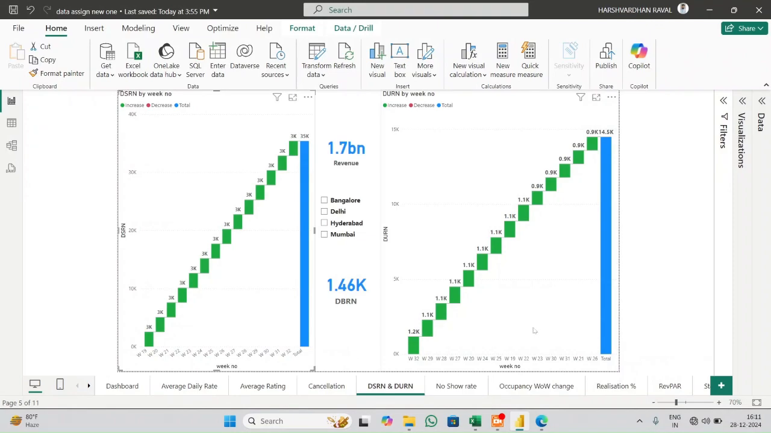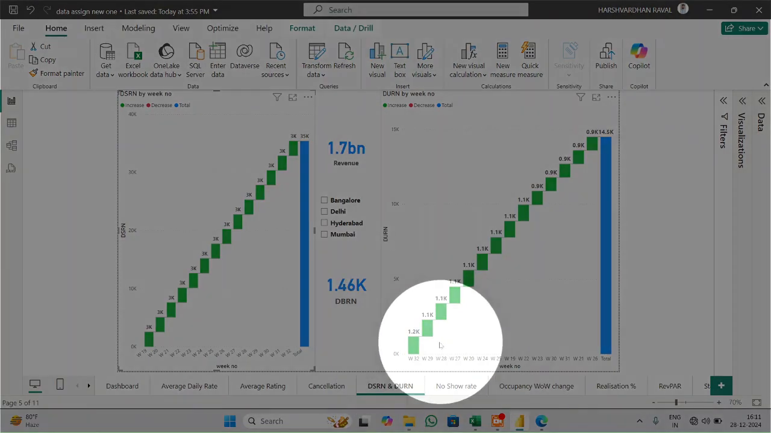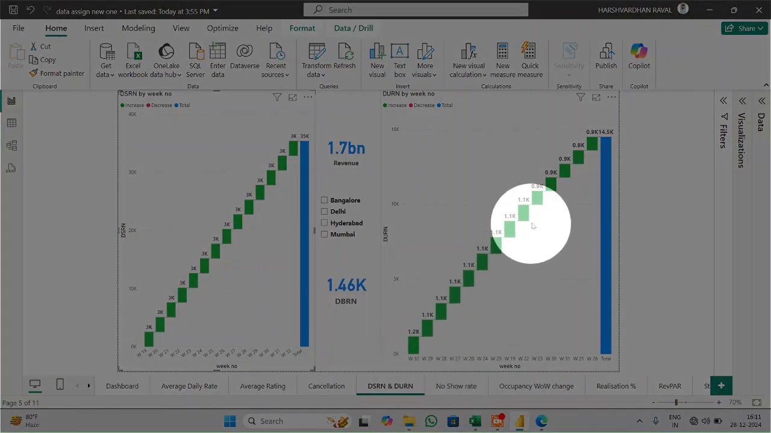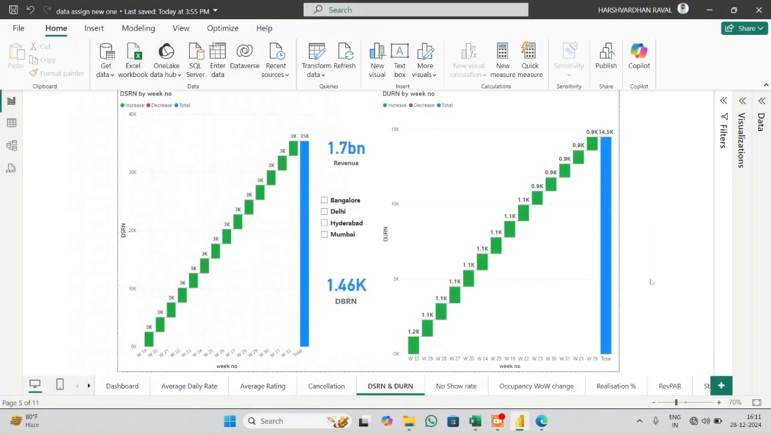But from this, check the other graph. Daily utilized room nights by week number, which is utilized by customers to stay in the hotel, is slightly increasing, then stagnant till week number 22. There it decreased and then it is constant again. It is finally 14.5. So what we can say is, out of 35k daily sellable rooms, only nearly 15k rooms are utilized by the customer.